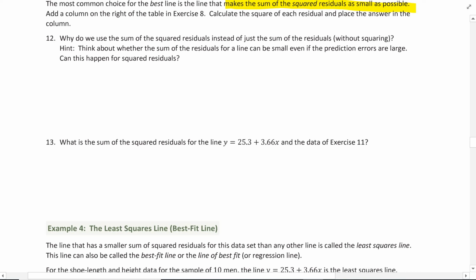Hint, think about whether the sum of the residuals for a line can be small even if the prediction errors are large. Can this happen for squared residuals?